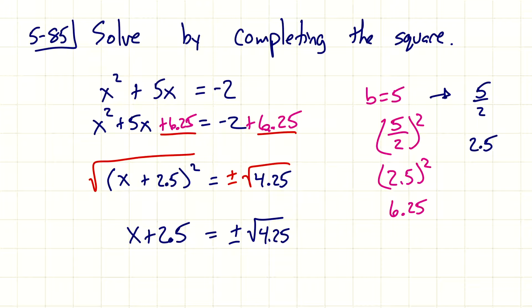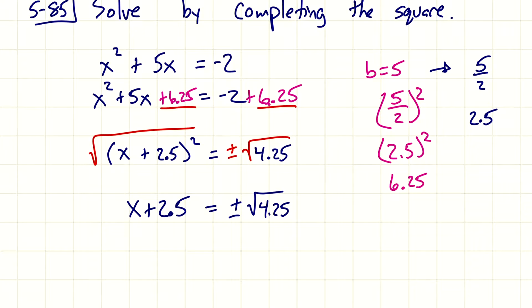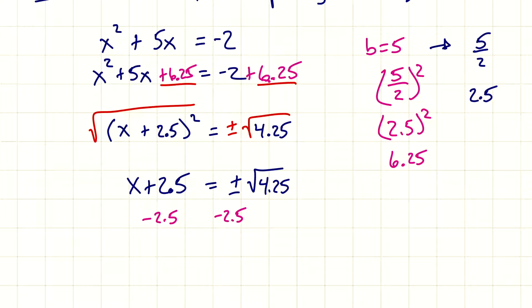All right. And what do we do next? Well, we still need to get x by itself. So we're going to subtract 2.5 from both sides, and we're left with x equals negative 2.5 plus or minus the square root of 4.25.